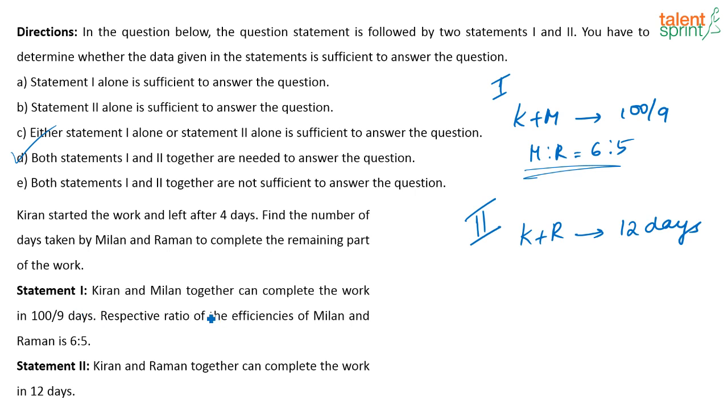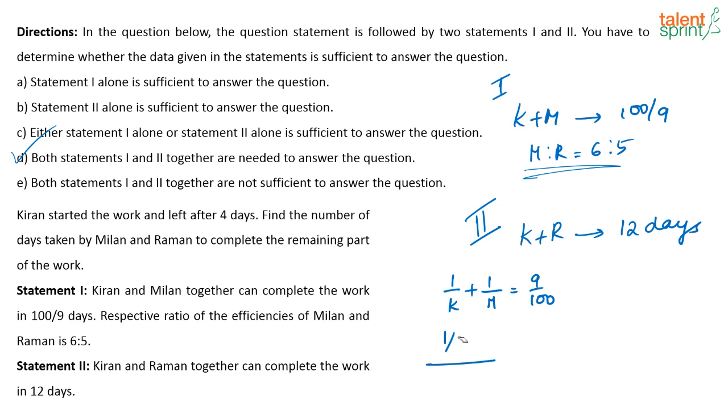See, now how do we solve it? So I'll just give you the logic. What does statement 1 say? Kiran and Milan can together complete a work in 100 by 9 days. 1 by k plus 1 by m is equal to 9 by 100. And the ratio of efficiencies of Milan to Raman. So if Raman is able to complete 1 by rth of a work in a day, what is the other person?